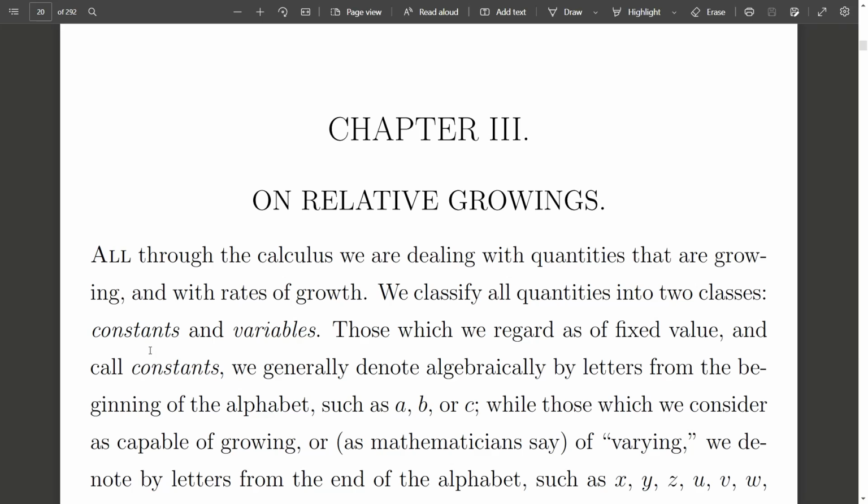Chapter 3 on Relative Growings. All through the calculus, we are dealing with quantities that are growing, and with rates of growth. We classify all quantities into two classes, constants and variables.